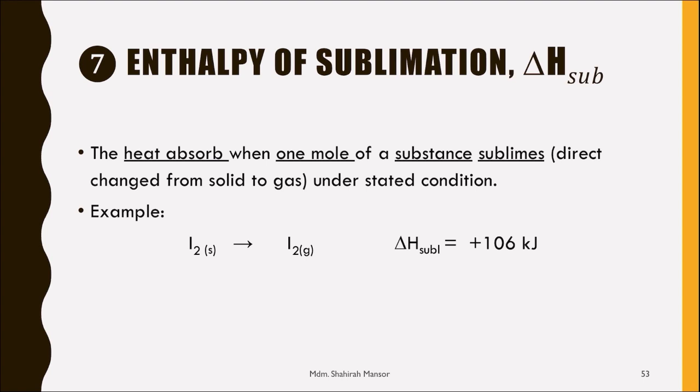Next is enthalpy of sublimation. Enthalpy of sublimation refers to the heat absorbed when 1 mole of a substance sublimes under stated conditions. So 1 mole of substance sublimes. This statement should refer to this reactant. When 1 mole of this reactant sublimes to form the gaseous product, this reaction will absorb 106 kilojoule of energy. So according to enthalpy of sublimation, the 1 mole must be referred to the reactant.